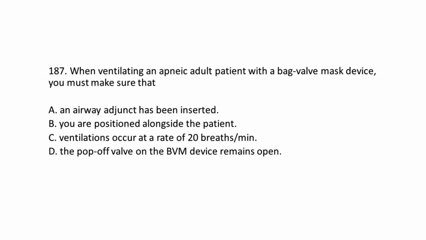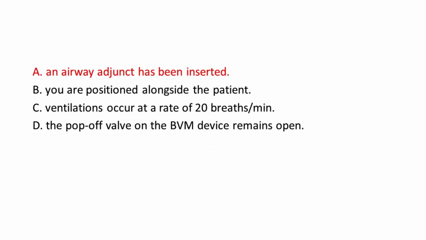187. When ventilating an apneic adult patient with a bag valve mask device, you must make sure that: A. An airway adjunct has been inserted. B. You are positioned alongside the patient. C. Ventilations occur at a rate of 20 breaths/min. D. The pop-off valve on the BVM device remains open. The answer is A. An airway adjunct has been inserted.